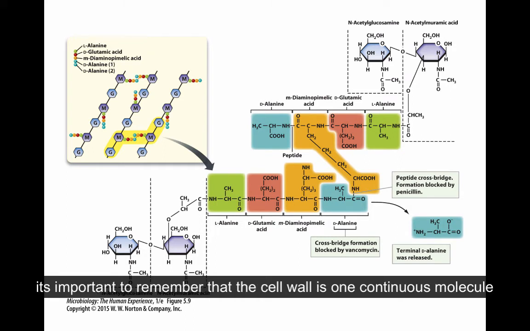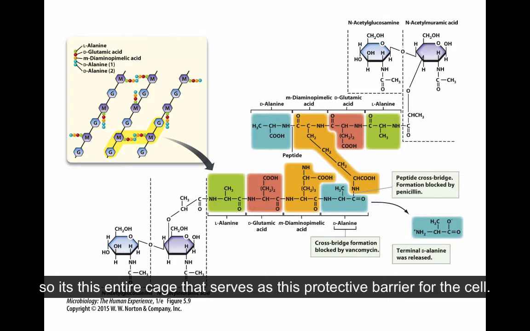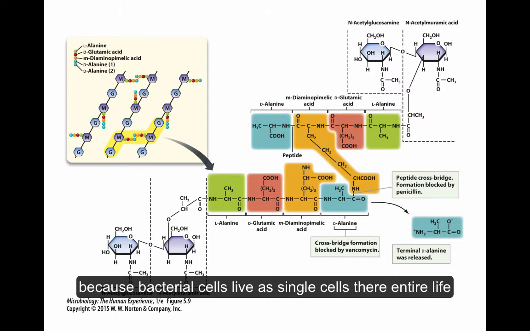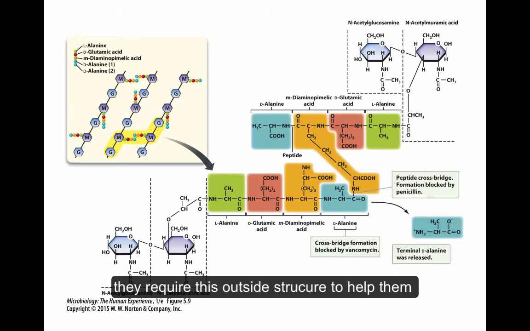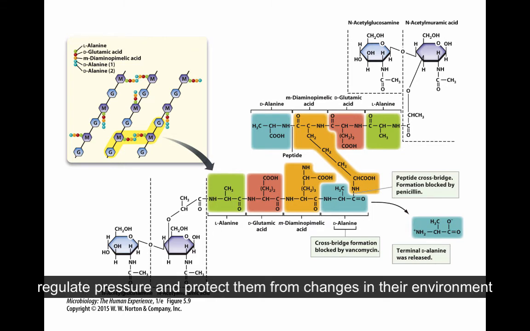It's important to remember that the cell wall is one continuous molecule, so it's this entire cage that serves as this protective barrier for the cell. Because bacterial cells live as single cells their entire life, they require this outside structure to help them regulate pressure and protect them from changes in their environment.